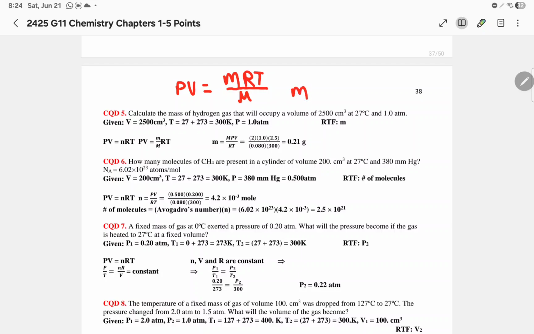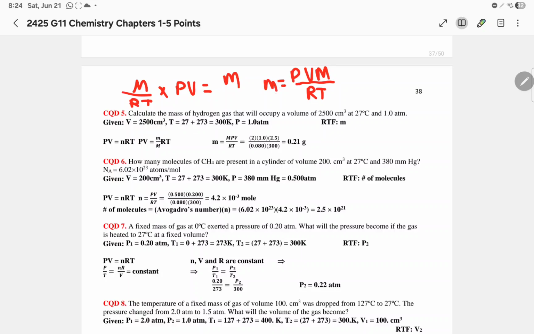To get mass, you need to multiply by M, big M, over RT to get rid of them. So here you're multiplying by M, RT. Then you get rid of RT with RT. You'll be left with m equals PV M over RT. So PV M over RT.